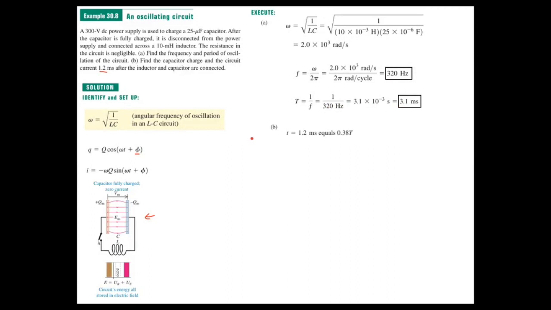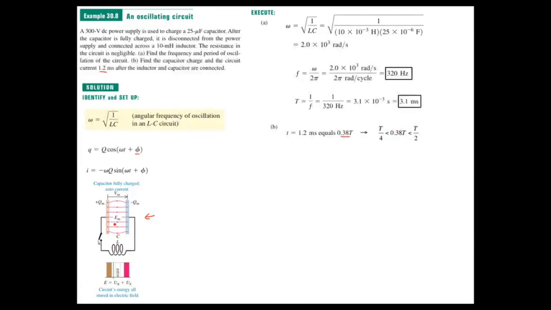Now we want to look for the charge and the current at 1.2 milliseconds, which is about equal to 0.38 times the period of the oscillation. But recall, at 1/4 of the period, the capacitor is completely discharged and all the energy stored in the inductor is current. At 1/2 the period, the capacitor is now charged in the opposite polarity, and the current through the inductor is 0. So we're in between these two limits.